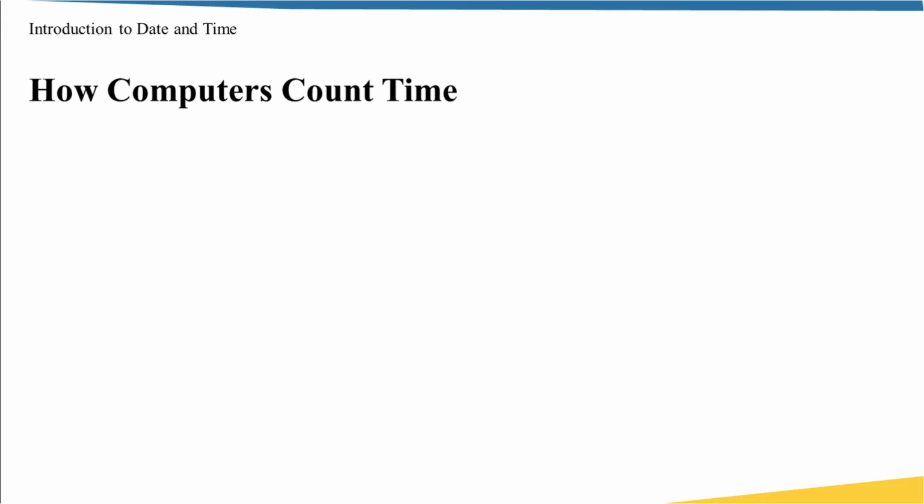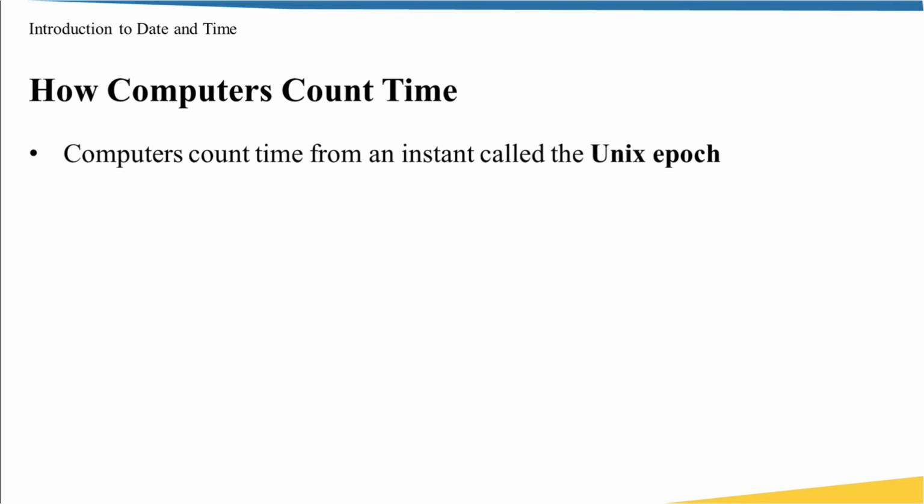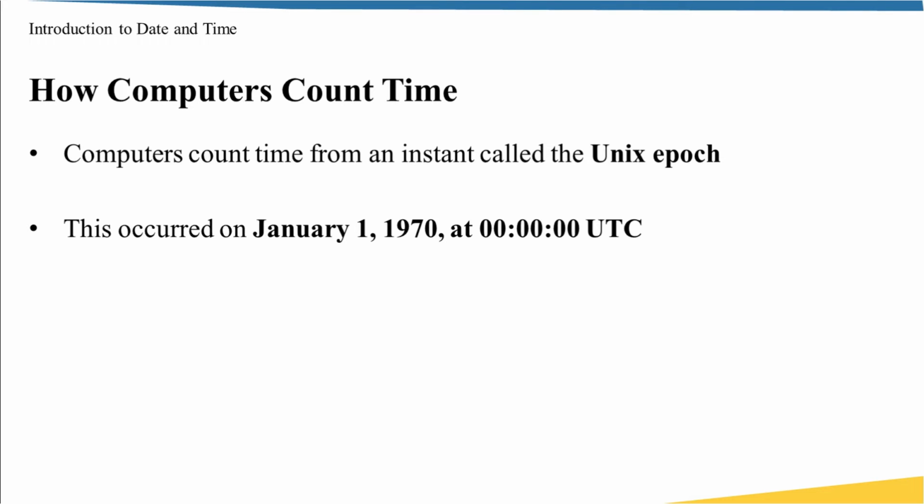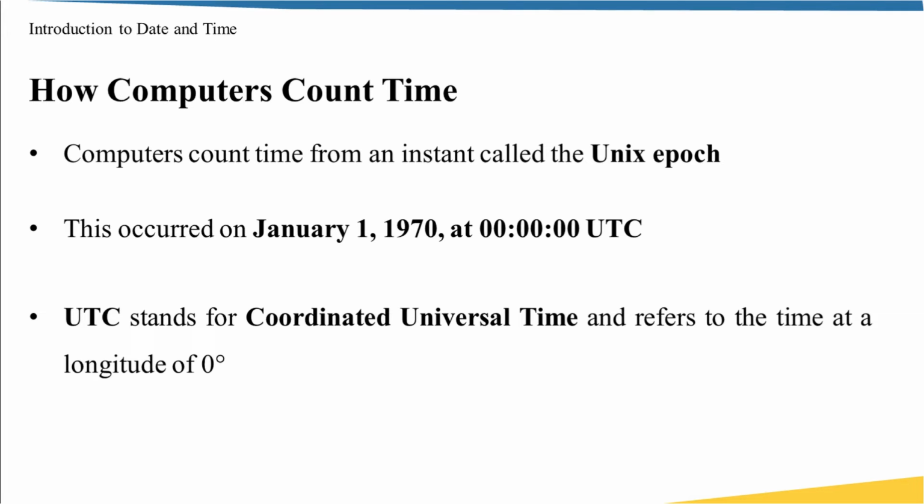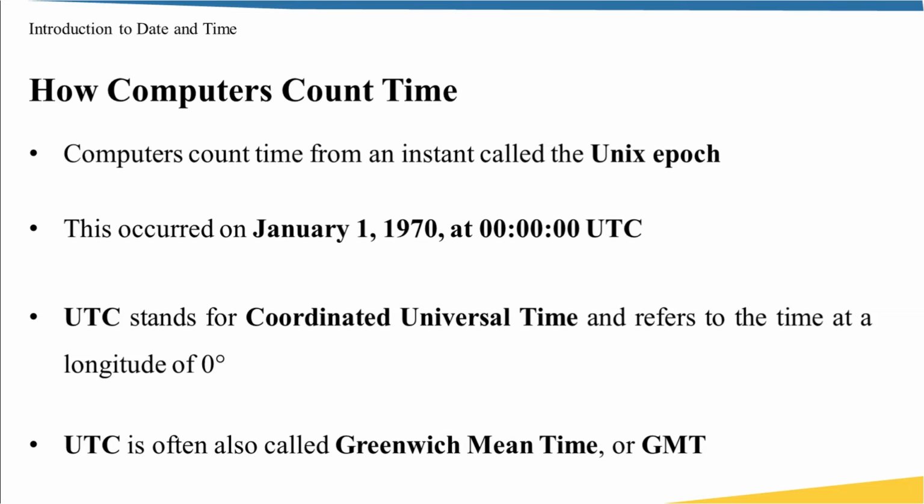Now let's see how computers count time. The first thing that you have to know is that computers count time from an instant called the Unix epoch. This occurred on 1st of January 1970 at 12 a.m. UTC. When we say UTC, I mean Coordinated Universal Time, and this refers to the time at a longitude of 0. In other words, the time at the area that is located on this longitude. Also, you have to know that UTC and GMT are two acronyms that can be used interchangeably, and GMT is an acronym for Greenwich Mean Time.